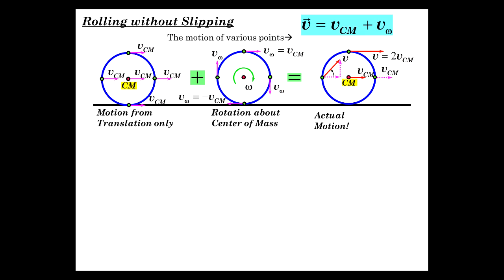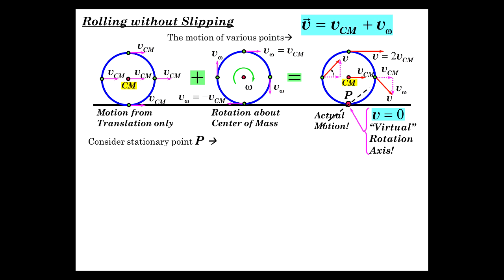Over on this side, VCM plus, from rotation, we have VCM acting down as well. So there's the combined effect. And down here at the bottom, we have, as you probably can guess, zippo, because if we consider it rotating about this point, at this point we can call this a virtual rotation axis. We have the effect of the velocity of the center mass here moving to the right, but from rotation we have it moving to the left.